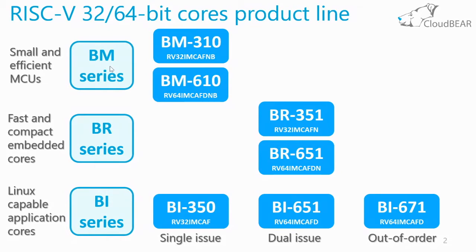These cores target high-performance control applications, acceleration and offloading functions in systems on chips. And what is shown at the bottom of the slide is the I series. It's our Linux-capable application processors, which scale from the tiny IoT-level core BI350 to the mid-range auto-grade core BI671, and in the middle there is the power-efficient dual-issue BI651 core.